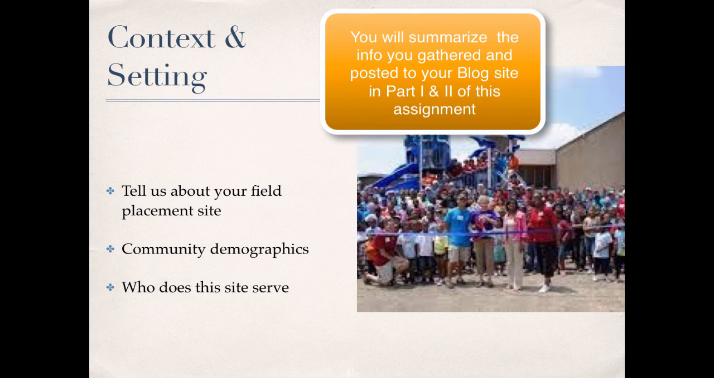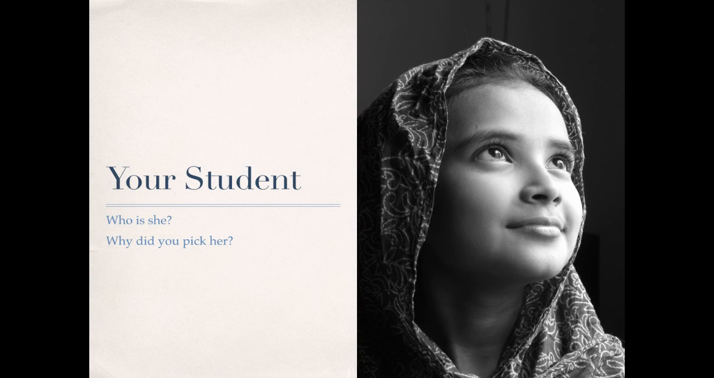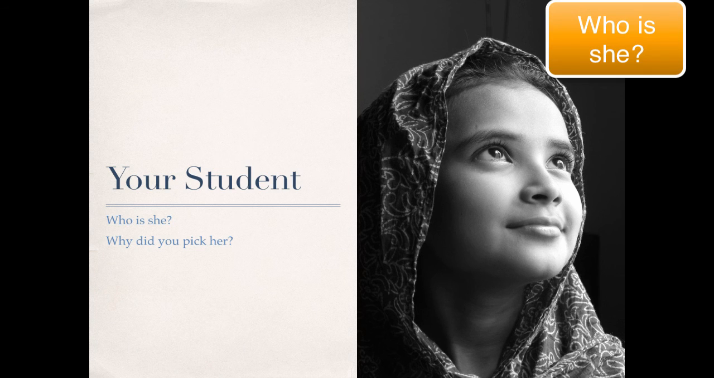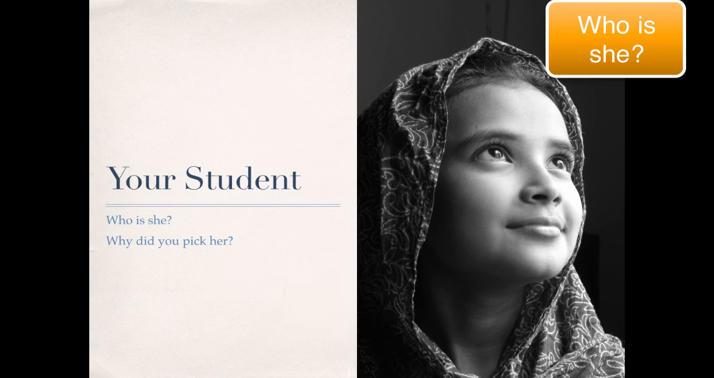You might have more than one slide to talk about the community and the context and setting, but just for the purposes of an example, I'm going to just do one slide per prompt and reflection for you to think about. You'll go into a little bit more detail about your student. Why did you pick this student? Who is he or she? Tell us a little bit about who this student is within the context of your setting.